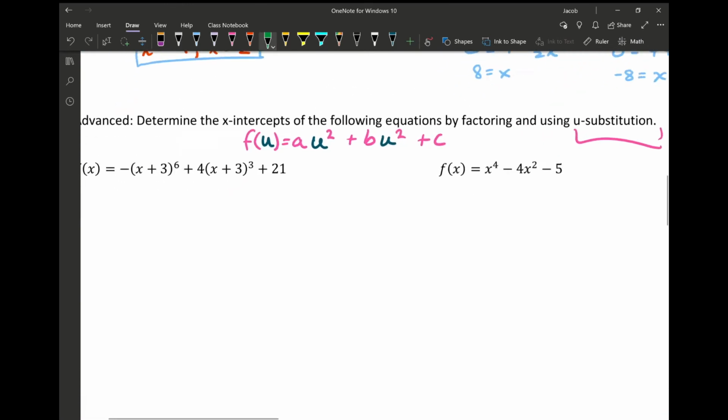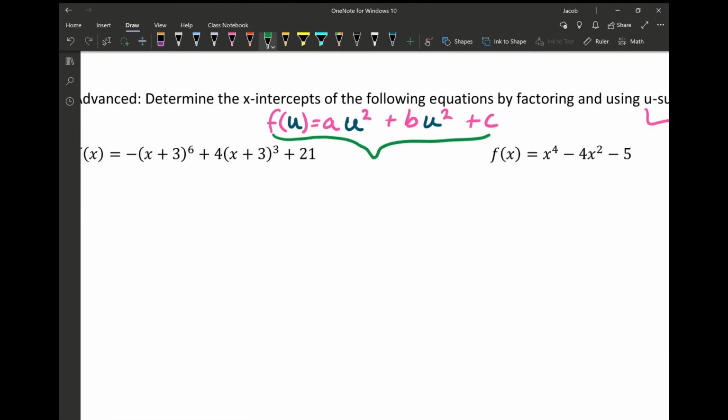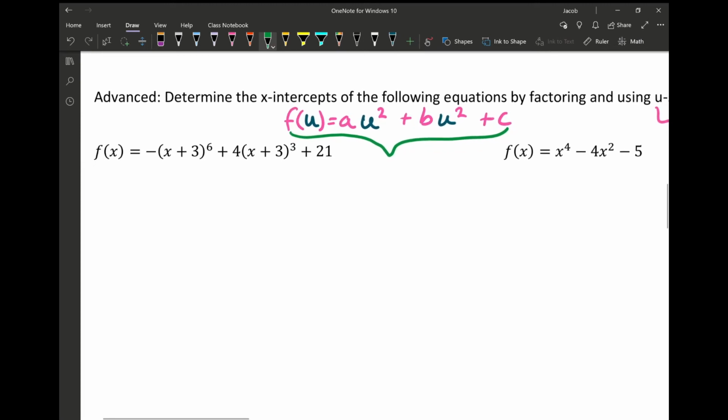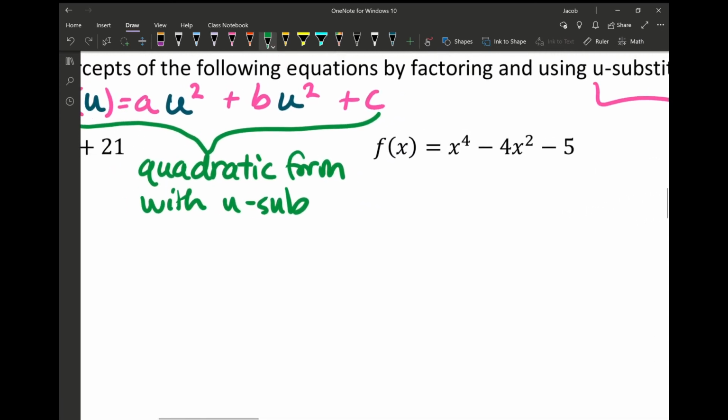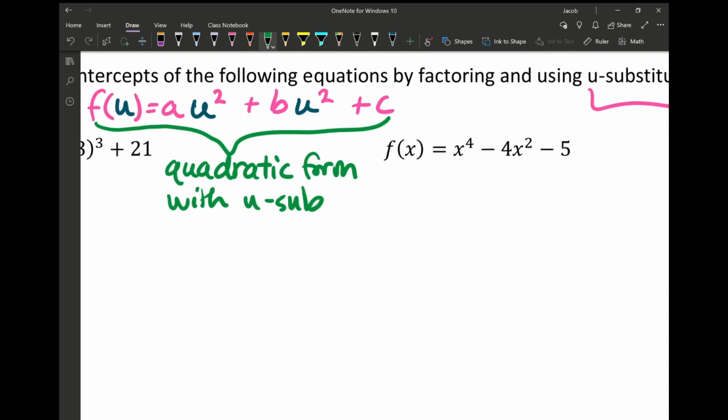What I've written here in the middle is the composition of functions for a quadratic with U as the variable instead of X. So the whole goal of factoring using U substitution is to make sure you're looking at a quadratic form of your equation. If we take this example over here on the right, it's actually the easier one.